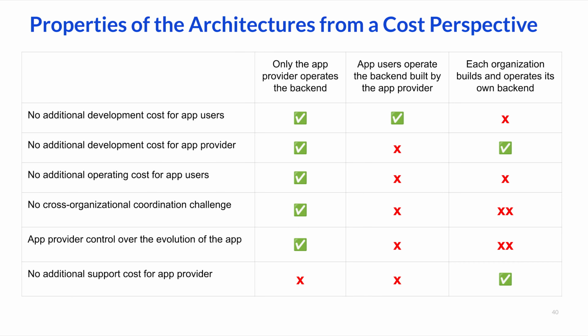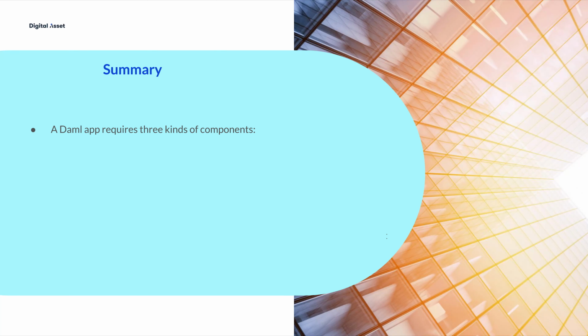And this table summarizes the properties of the same three architectures from the perspective of cost and other software engineering concerns. Our recommendation is to favor the architecture that requires the least engineering and operations effort from your app users while satisfying their requirements. A Daml app typically requires three kinds of components: Daml models, app backends, and app frontends.